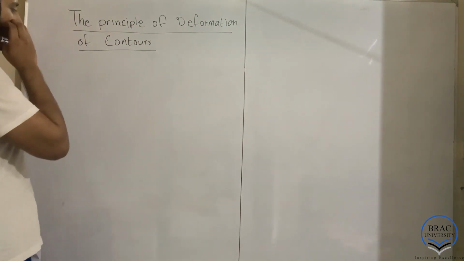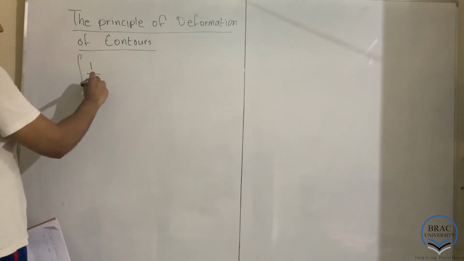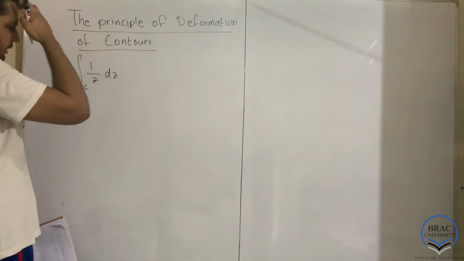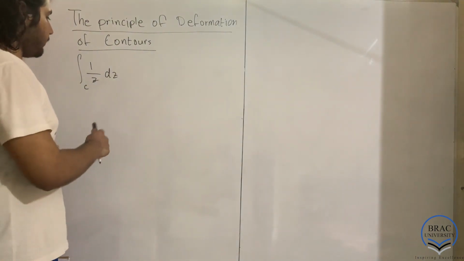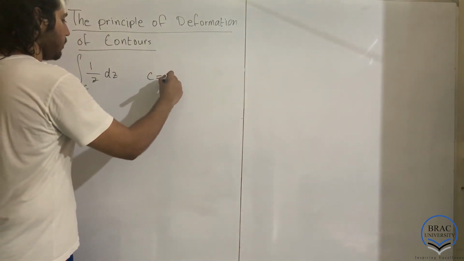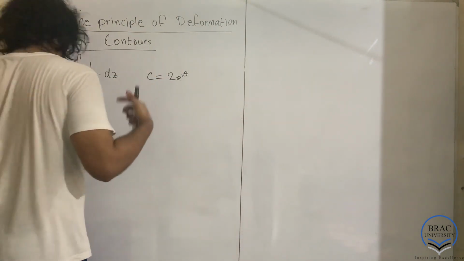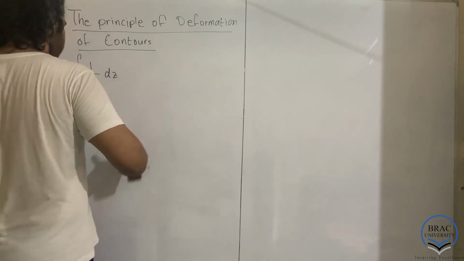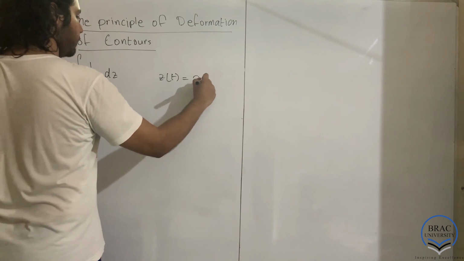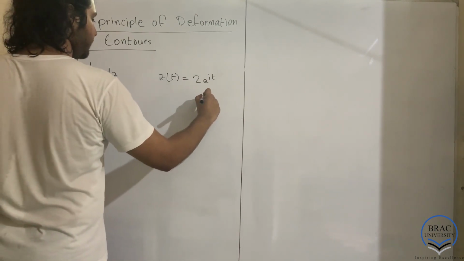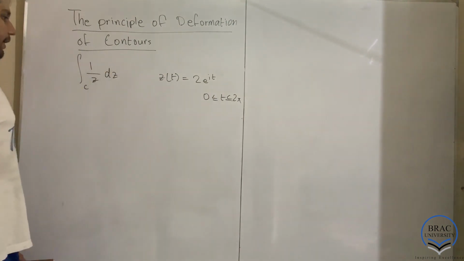So, in a previous example video, you were asked to integrate the following integral: 1 upon z dz, and I used the concept of parametrization to solve it, where our contour C was 2 e to the power I theta. The parameterization, so to speak, was z of t is equal to 2 e to the power I t, where t varied from 0 to pi.